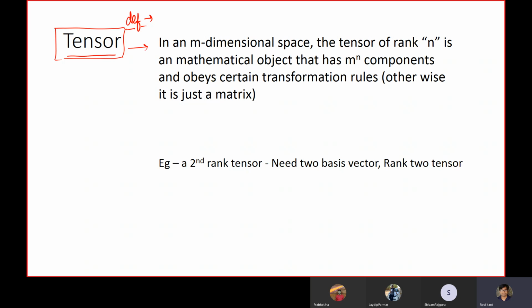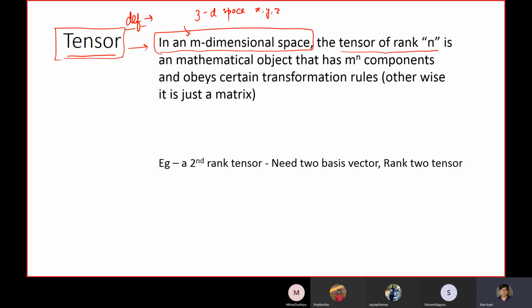So the formal definition of tensor is in an m-dimensional space. Currently in this particular course, we are going to see 3-dimensional space, right? 3D space, so it has x, comma y, comma z. It has not more than 3 dimensions. So it is a more generalized, or generic, definition of a tensor. So in a 3-dimensional space, the tensor of rank n.